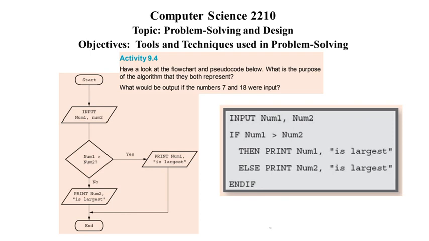Okay, similarly we have the pseudocode for the same thing. On the right side you see input num1 comma num2. We input them in the first step, and in the second step we are comparing them. If num1 is greater than num2, then print num1 is largest, obviously. But if not, we are representing it with the else: print num2 is largest.